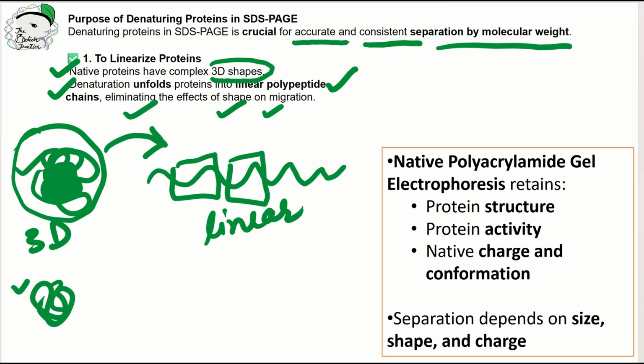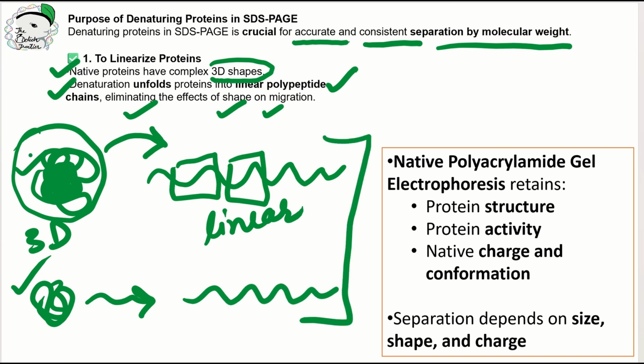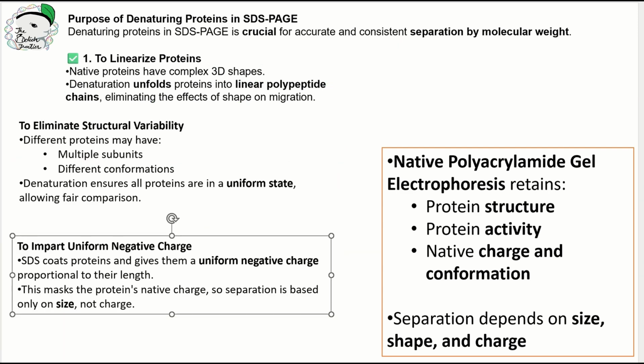Suppose these are two different proteins. If we linearize the protein, then there would be no discrimination on the basis of shape. That's why we are supposed to denature the protein into its linear or primary form. There are many other factors also, like eliminating structural variability.